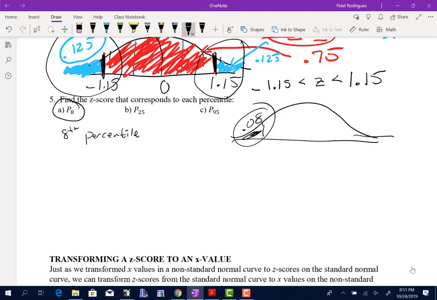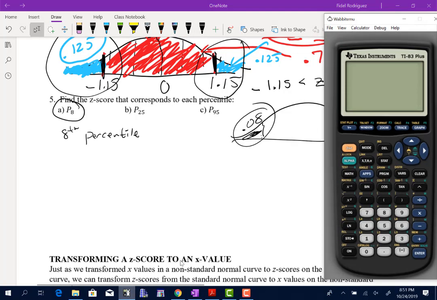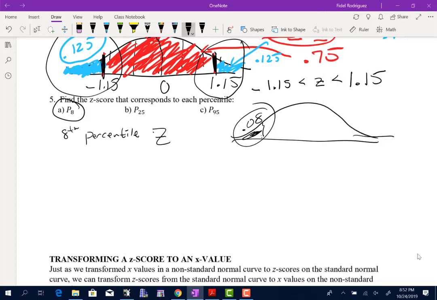So guys, remember what I'm going to do again? Inverse norm, right? I'm just going to come back over here. We're going to go second bars. We're going to go to inverse norm. And we're going to type in 0.08, right? Okay. And we're going to hit enter. And look what number we're coming up with. Negative 1.41, good. So z equals negative 1.41.